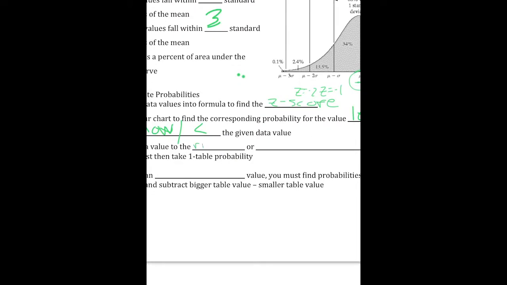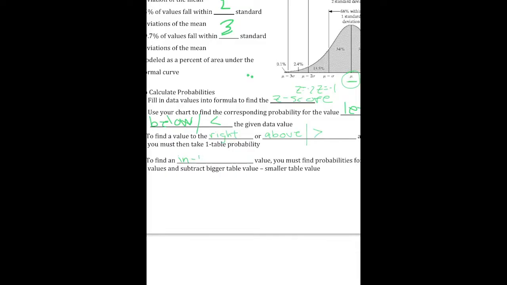Okay, then you go from there to use that value to find anything that you need, whether it's less than, greater than, in between. Those are the things we're going to look at. So if you need to find a value to the right or above or greater than, because your problem will state that, then you need to take 1 minus that table probability, 1 minus the value you actually found on your table. To find an in-between value, you must find the probabilities for both data points. And then you subtract your bigger table value minus your smaller table value, right? So that will give you the area in between.